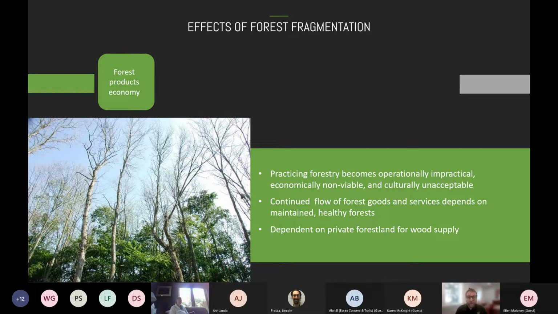And so I just wanted to start with thinking about the forest products economy. When we have smaller and smaller blocks of forest, practicing forestry becomes operationally impractical. And it's frankly difficult to make any money if you're trying to log a 3-acre lot. So if we want to continue having a working landscape and that contribution to our economy, the continued flow of forest goods and services depends on having healthy forests and enough land to practice that forestry.